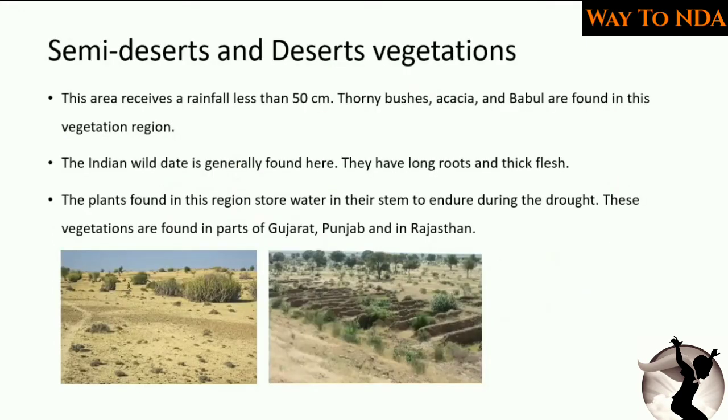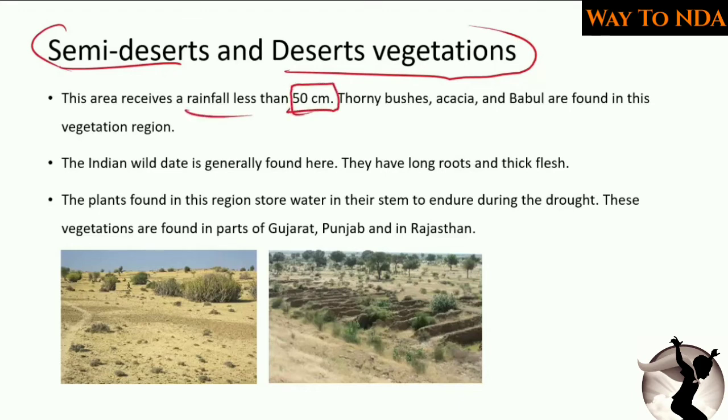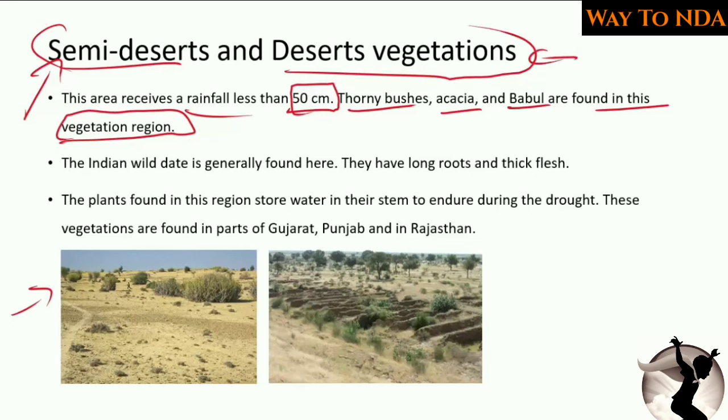Now the next type of forest is the semi desert and desert vegetation. In this type of vegetation you will find this area receives rainfall of less than 50 centimeter. And thorny bushes, acacia and babool are found in this vegetation region. You will find babool trees and small shrubs, which are very resistant to drought. So this type of vegetation you will find in the semi desert and desert vegetation. Now the Indian wild date is generally found here.